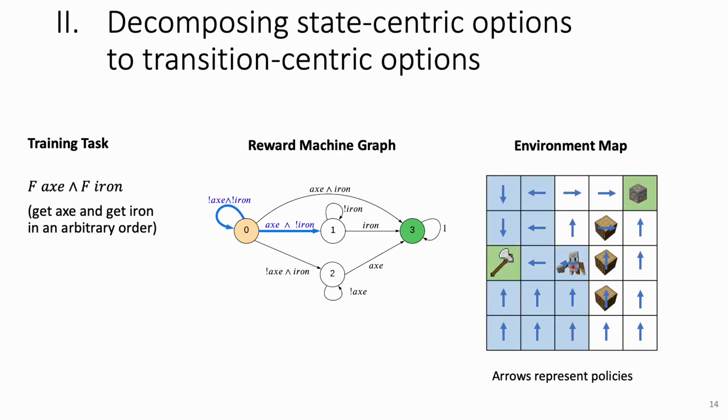After learning state-centric options, we decompose them to transition-centric options by partitioning the state space. As an example, the state-centric options for the reward machine state 0 is decomposed to two transition-centric options that target the reward machine transition 0, 1 and 0, 2. While executing a transition-centric option, its self-transition from the current reward machine state is maintained until the targeted reward machine transition is triggered by satisfying the labeled Boolean formula.